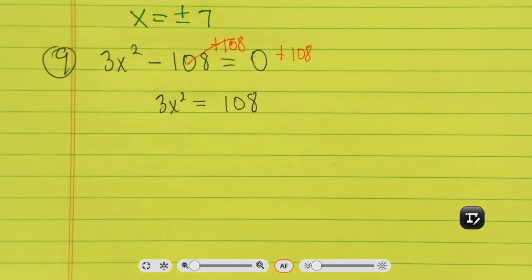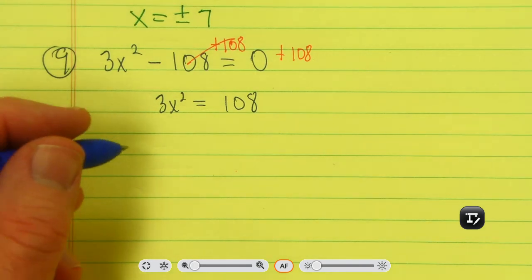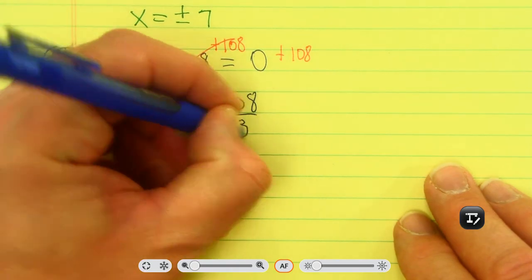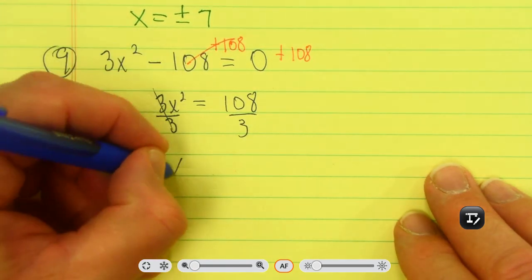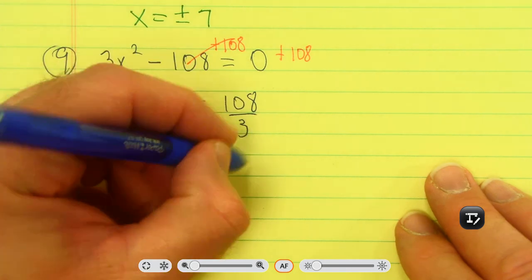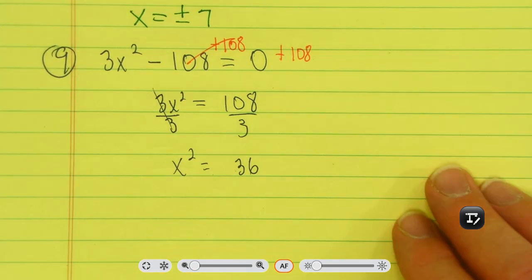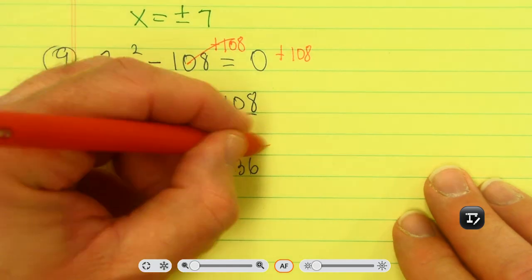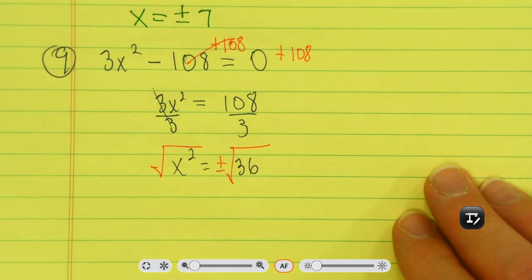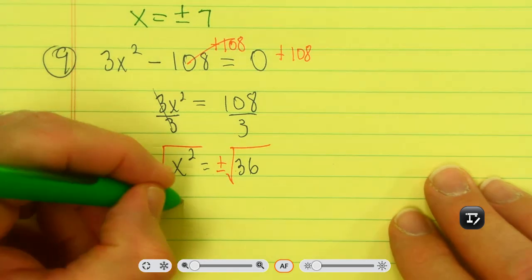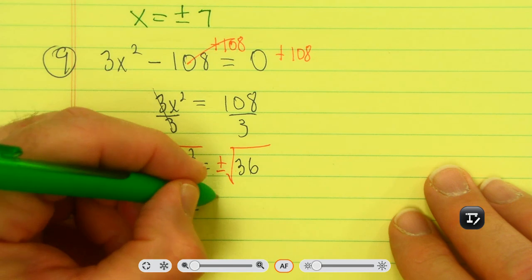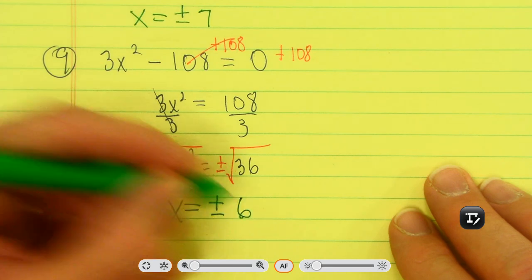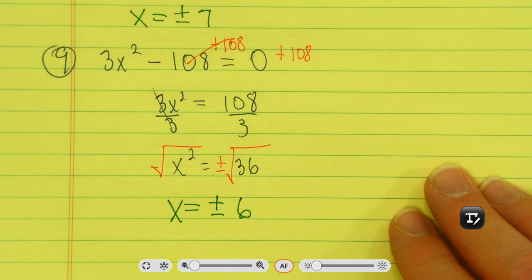My first step is to add 108 to both sides. Those will cancel. I'll be left with 3x squared equals 108. Now divide it by 3. Those will cancel. I'll be left with x squared equals 36. All right, so take the square root of both sides. Don't forget, when I do that, it'll be a positive and negative answer. x will be equal to plus or minus 6. And that's my answer.